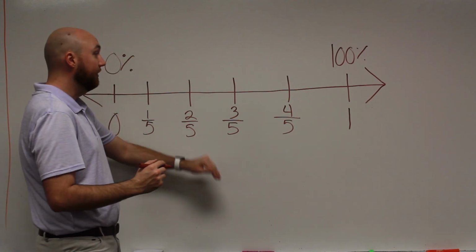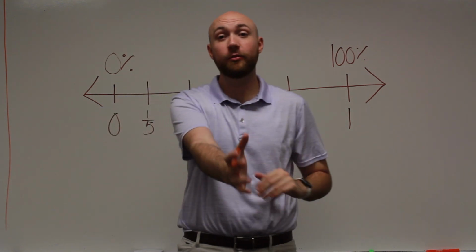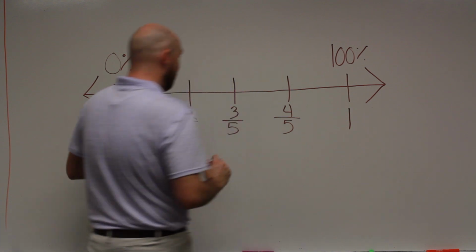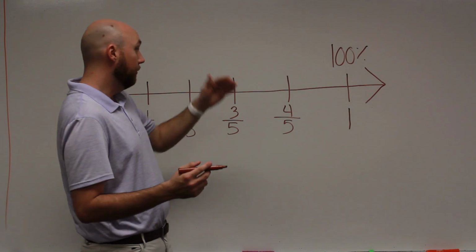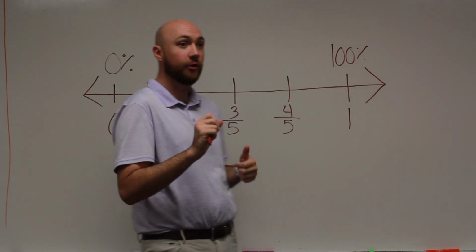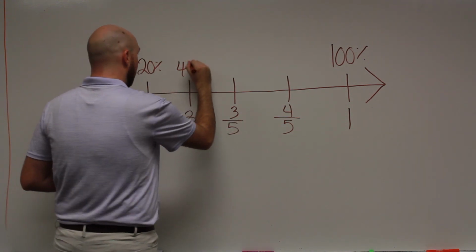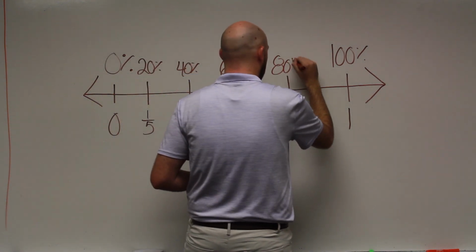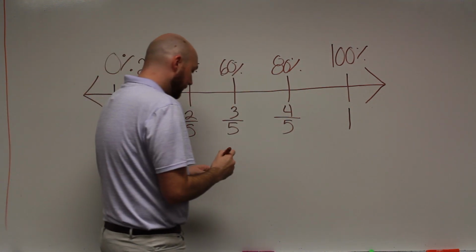When we bring these to percentages, I would highly suggest, when you are asked to place a rational number on a number line, to do this strategy. So I'm going to write my fractions on the bottom and my percents on top. When you do numerator divided by denominator to get a decimal and then multiply it by 100, these are the percentages you'll get: 20%, 40%, 60%, 80%, and then 100%. Now I'm going to write this in a different color.